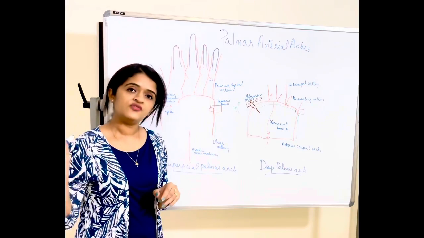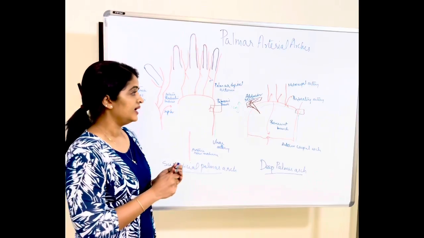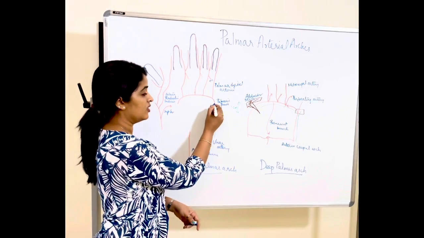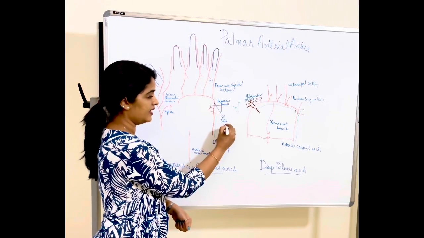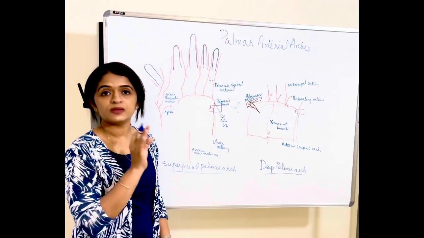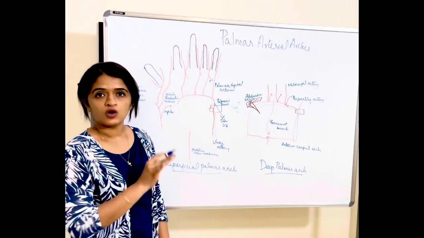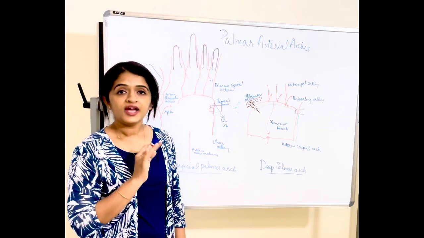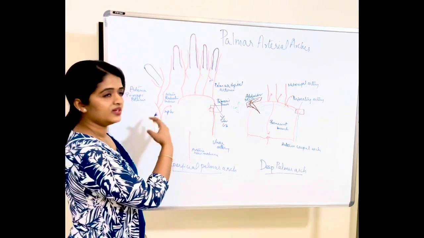So when you define the superficial palmar arterial arch, it is mainly formed by the superficial branch of the ulnar artery. This is the superficial branch of the ulnar artery. That is the main artery which is forming the superficial palmar arch. And how is it completed? How is the arch completed from the radial side?